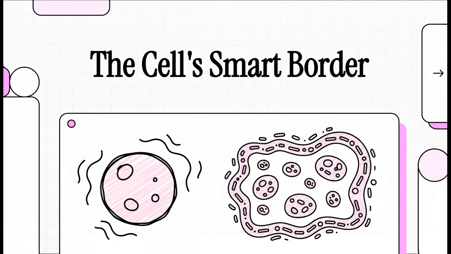You know, every single living thing, from the tiniest bacterium to the trillions of cells that make you, well, you, is defined by a boundary. But this isn't just a wall, it's an intelligent, active border that separates the chaos outside from the absolute miracle of life within. So let's dive into this incredible structure, the plasma membrane.